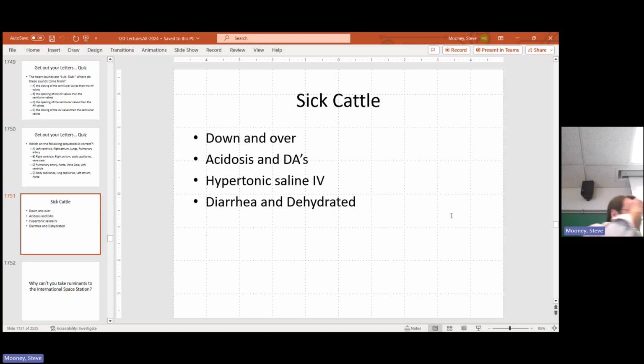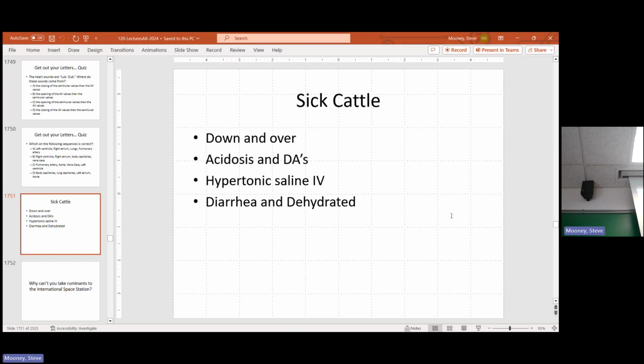So let's talk about sick cows. Edit this a little bit, so it might be different on your handout. We're going to talk about sick cows, dealing with cows that go down and then possibly over. What are the problems there? What do we have to do? What do we have to do to take care of them?